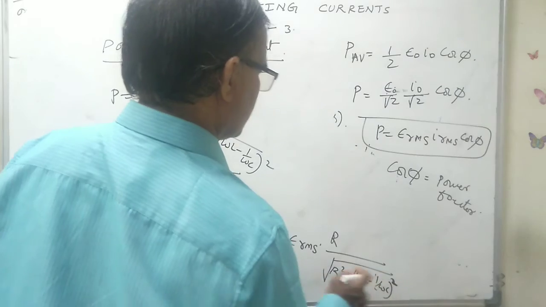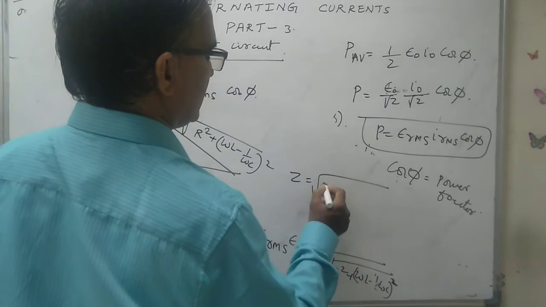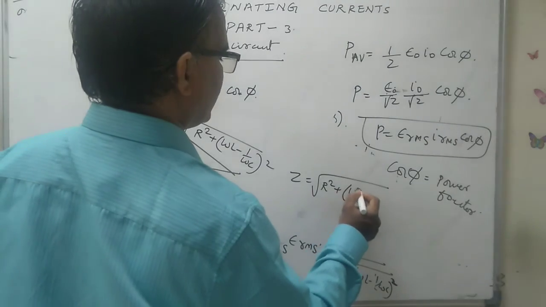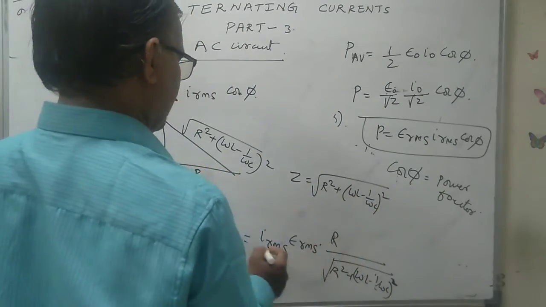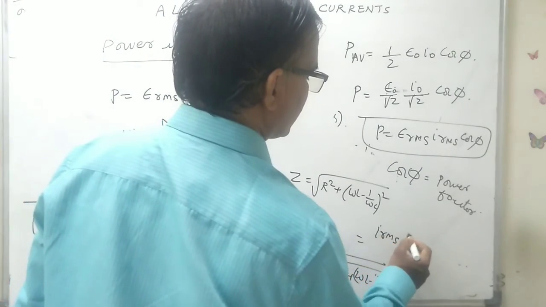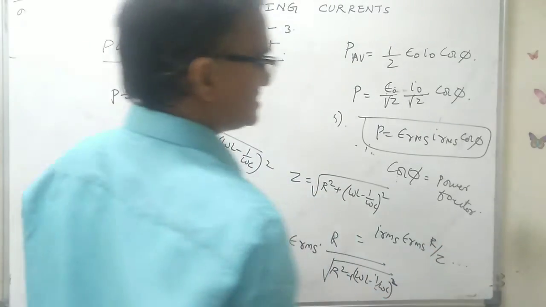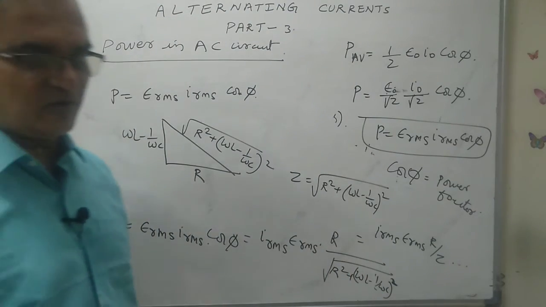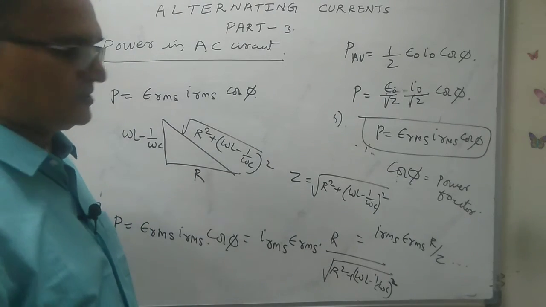Now this is called Z, the impedance. Z is equal to root over R square plus omega L minus 1 by omega C whole square. So we can as well write this as I RMS into E RMS into R by Z. This is about the power factor, and Z is called the impedance of the circuit.